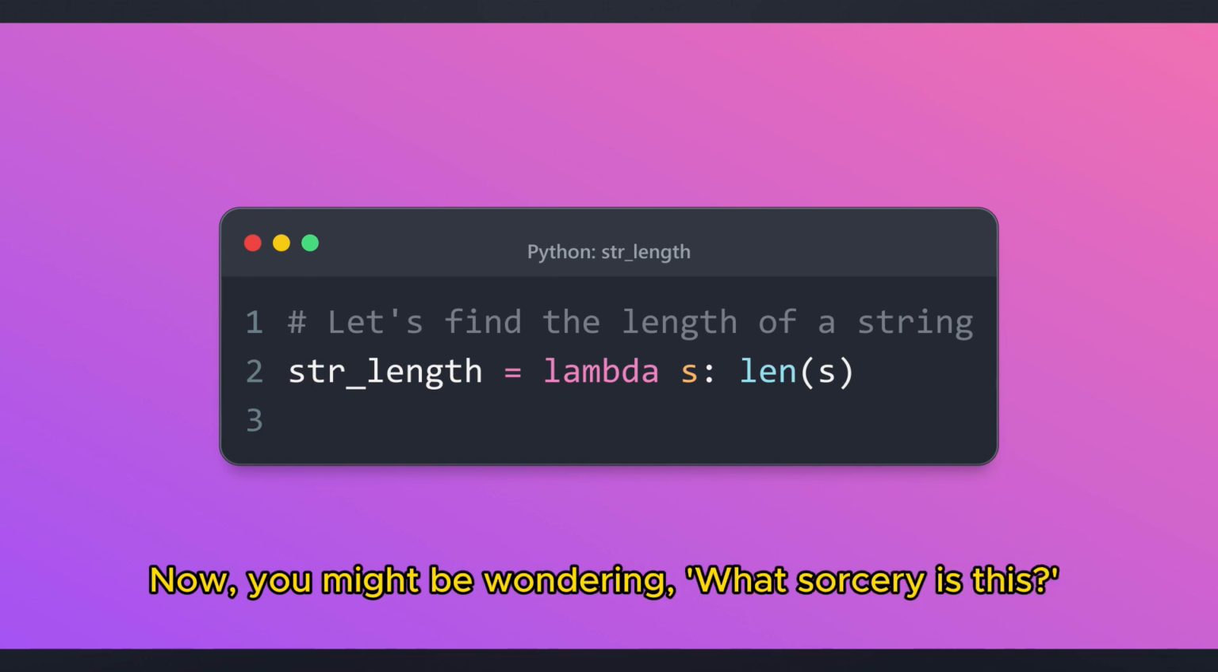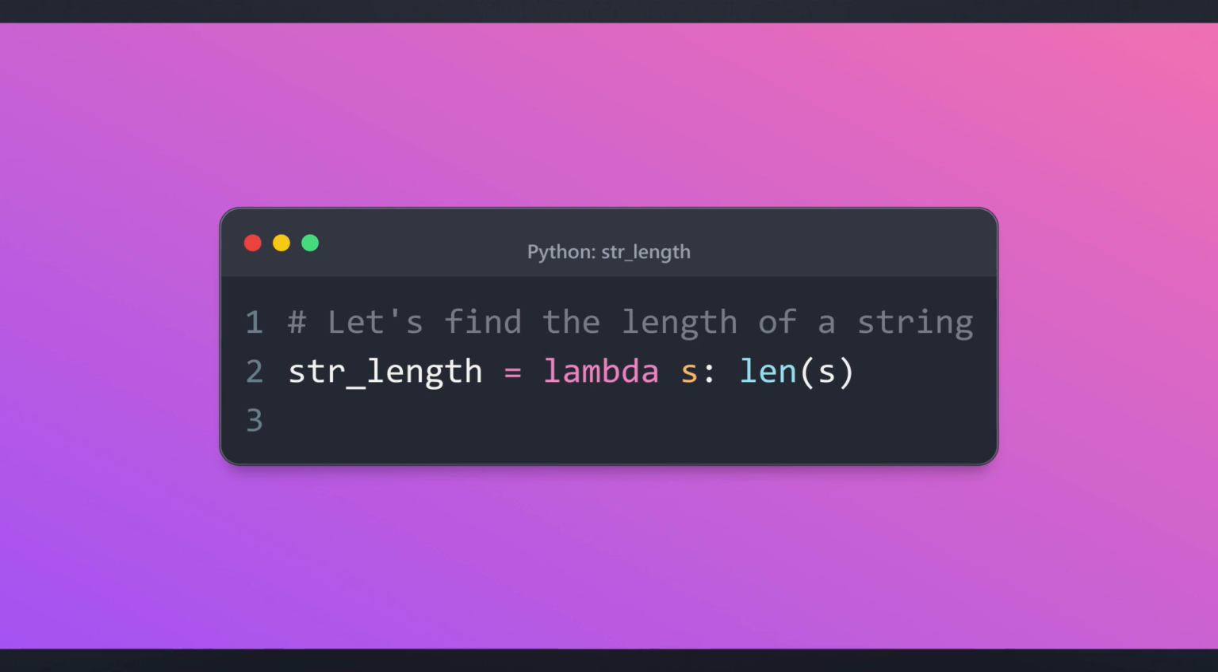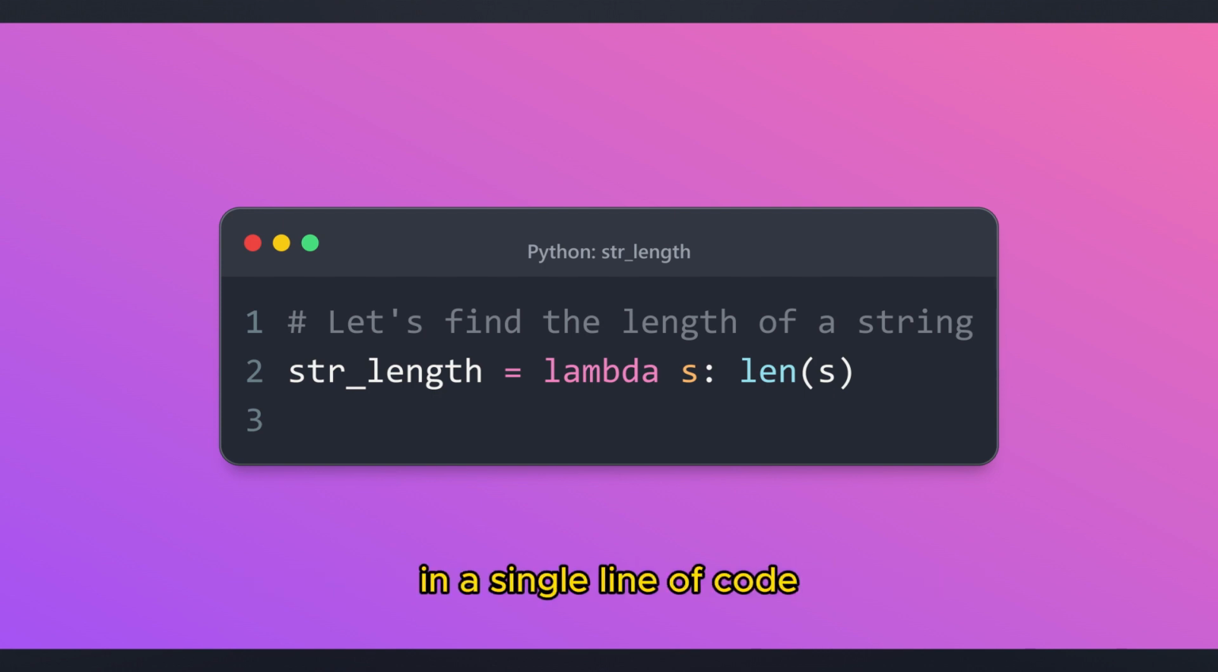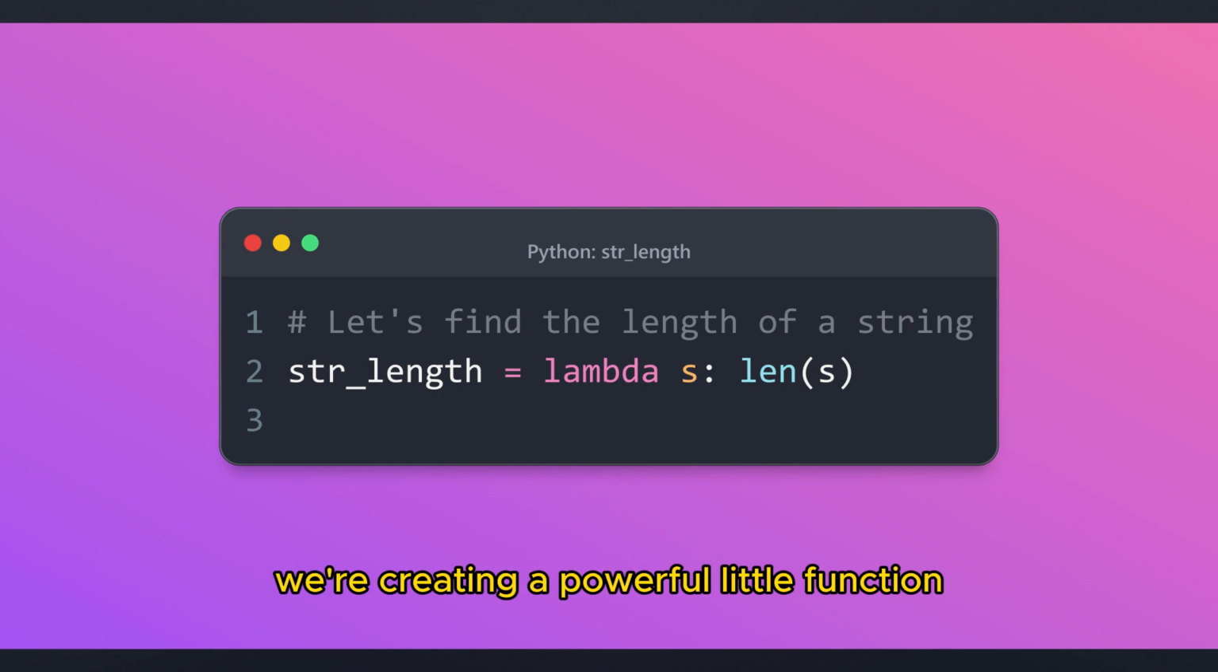Now, you might be wondering, what sorcery is this? But fear not, my friends. This is where Python's elegance truly shines. In a single line of code, we're creating a powerful little function, using what's called a lambda expression.